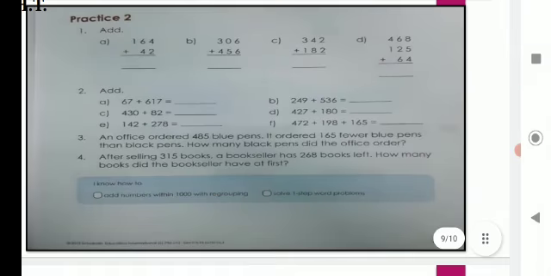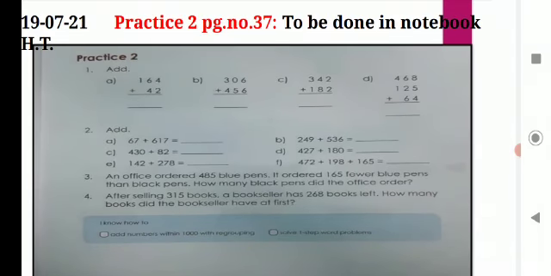Similarly, these are the questions for the homework. So you have to do these questions by yourself, and please share your work with me. And if you get stuck somewhere, kindly let me know.